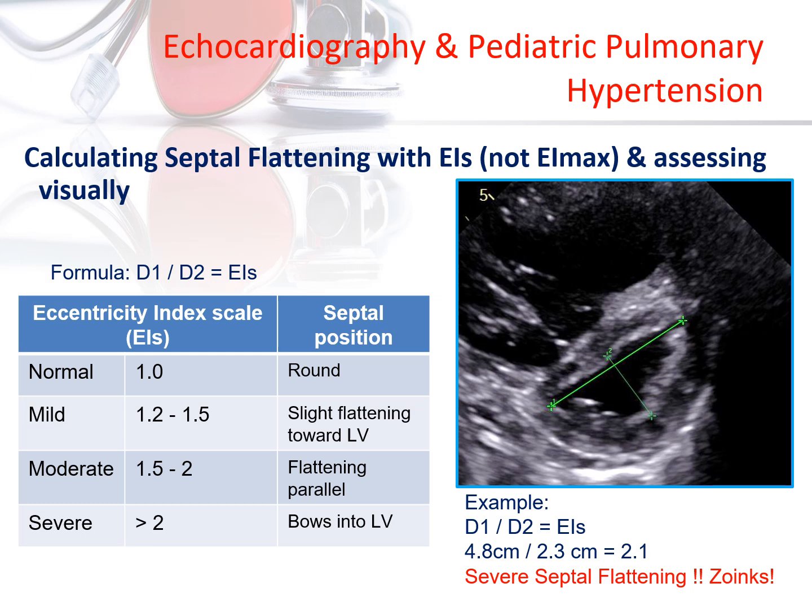Here is an example of measuring septal flattening using the eccentricity index. You can see that we first measured parallel to the septum, then perpendicular to that. Running it through the formula, we get 2.1, which according to the chart, anything greater than 2 is severe. Visually, you can also see that the septum is beginning to bow into the LV.